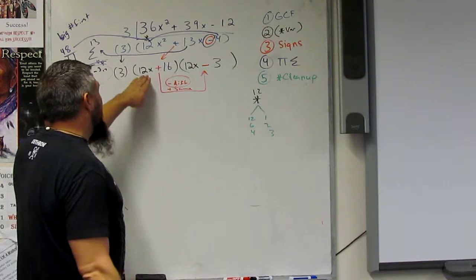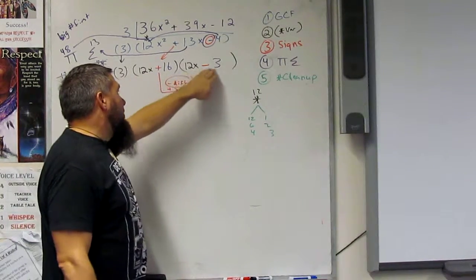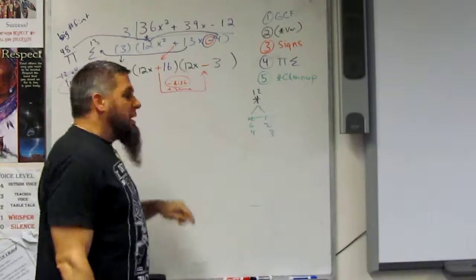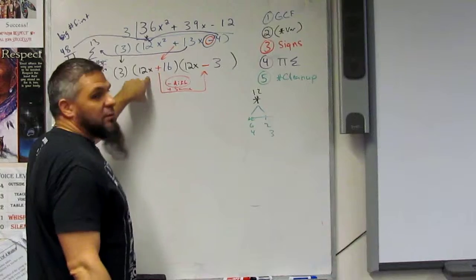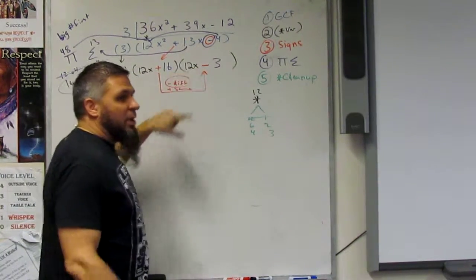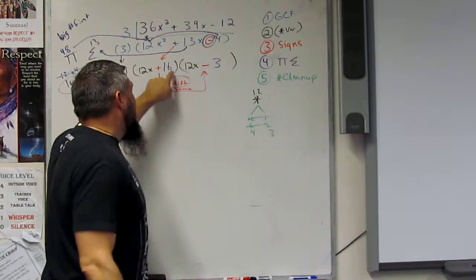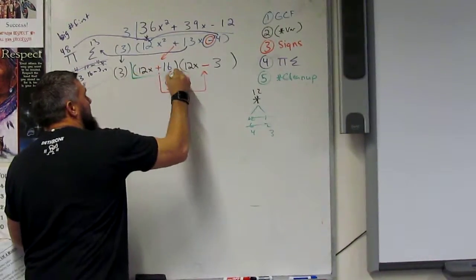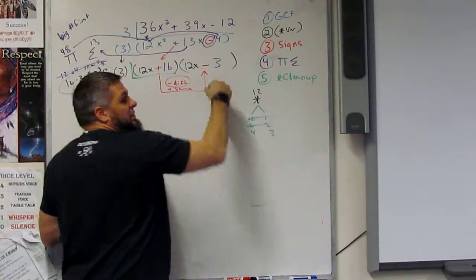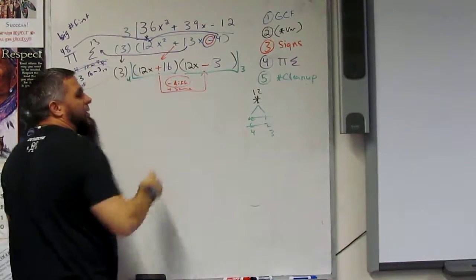So we say, can 12 go into both of these? No. So it's not 12 and 1. Can 6 go into both of these? No. So it's not 6 and 2. Can 4 go into both of these? No. Can 3 go into both of these? Yes. So now we know it's 3 and 4.